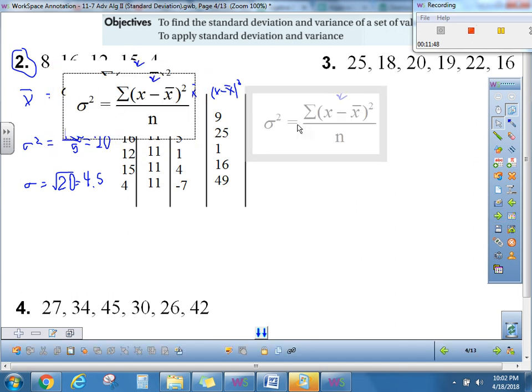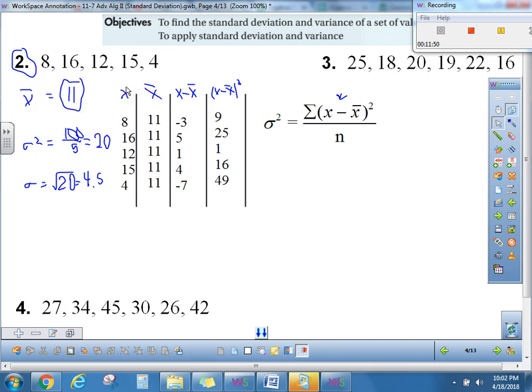Okay, so we're going to add all those numbers just like we did in that problem. So we did 9 plus 25 plus 1 plus 16 plus 49. We got that summation. Then we divided that by however many numbers we had, which was 5. I had 100 when I added those together, divided by 5, and I got 20 for my variance. That's sigma squared.